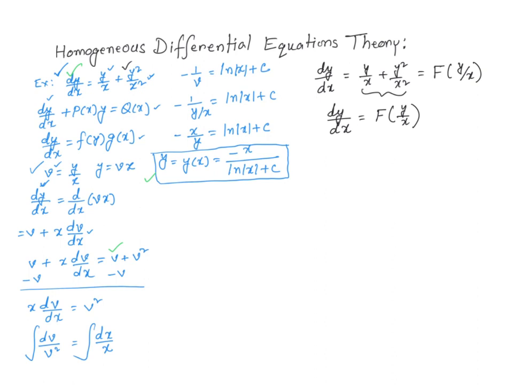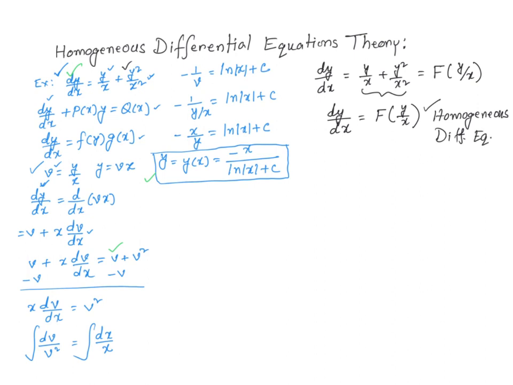Okay? If you have a differential equation that could be written in the format dy over dx is equal to f of y over x, it is called a homogeneous differential equation. So it's a homogeneous differential equation.